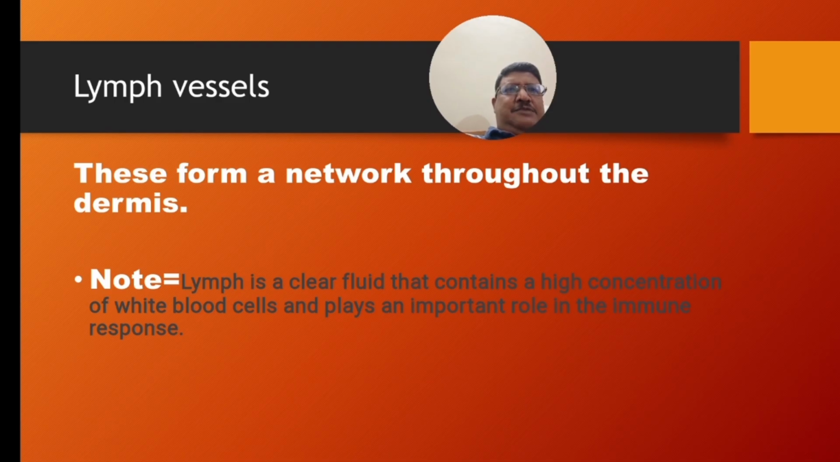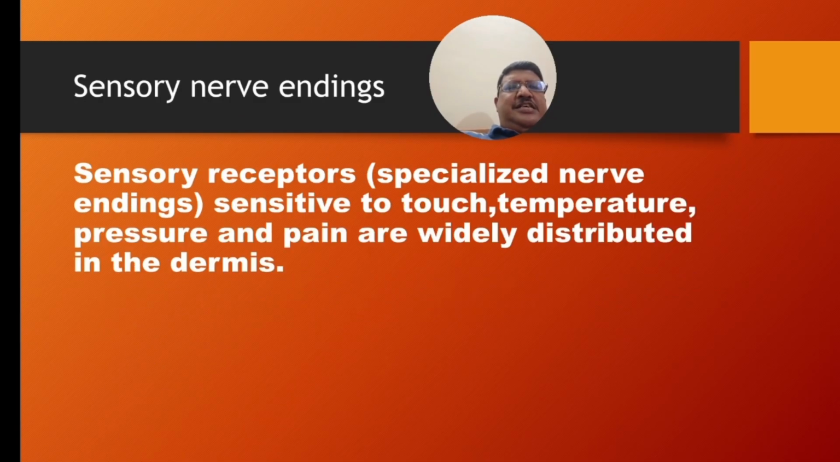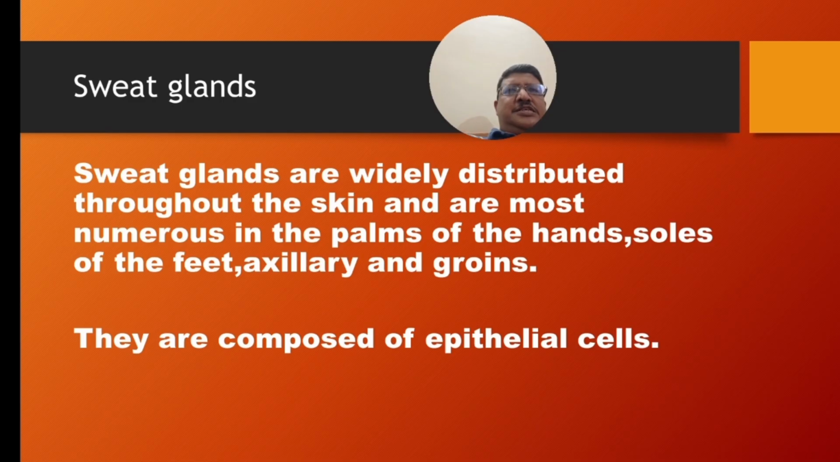Now lymph vessels. These form a network throughout the dermis. Lymph is a clear fluid that contains a high concentration of white blood cells and plays an important role in the immune response. Sensory nerve endings: sensory receptors, specialized nerve endings sensitive to touch, temperature, pressure and pain, are widely distributed in the dermis.